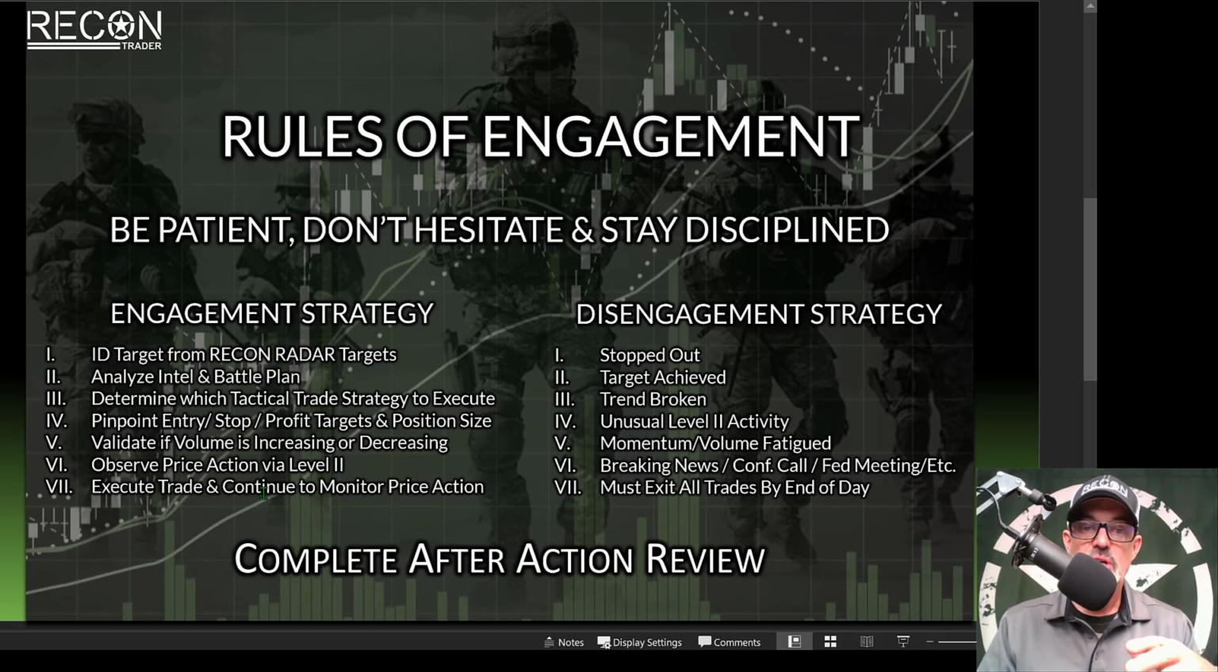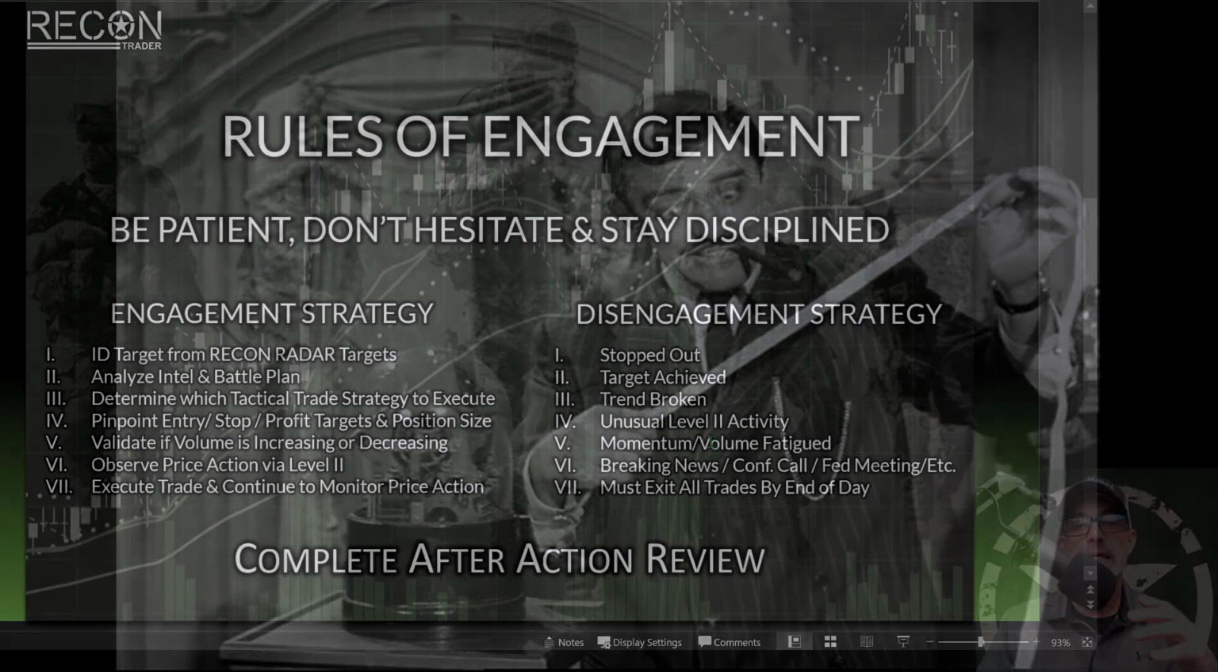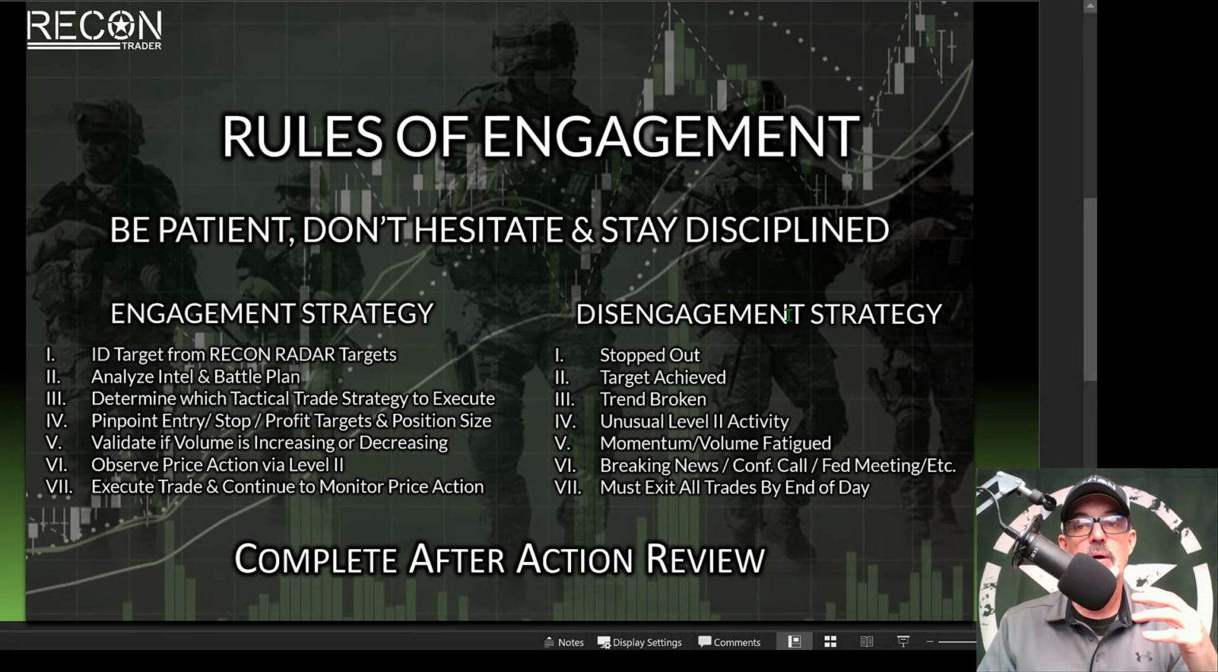And so once I execute the trade, I continue to monitor the price action and I get ready for the disengagement part of my strategy. And the first 2 reasons I might disengage would obviously be I get stopped out. Now that'd be automated as a stop loss, or my profit target is achieved. Again, that is typically automated.